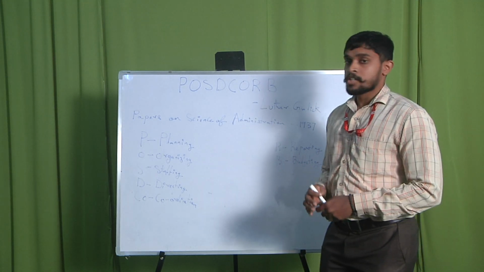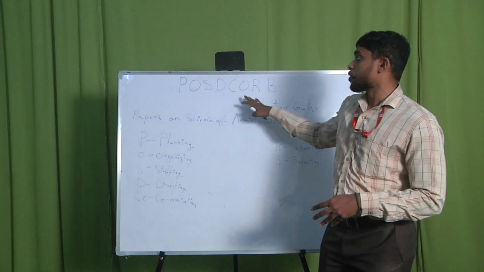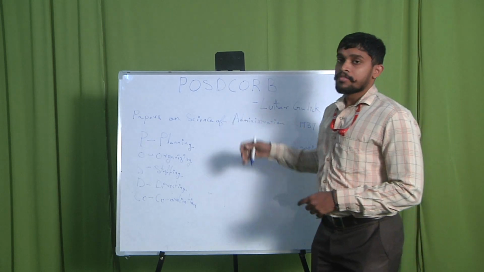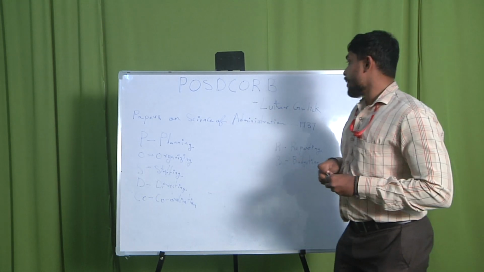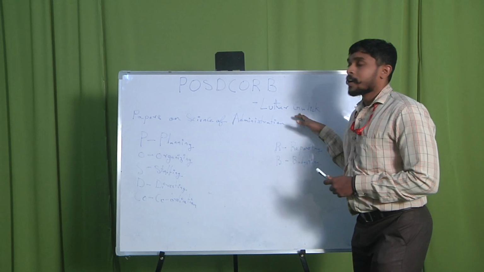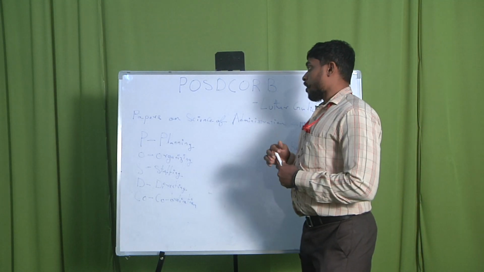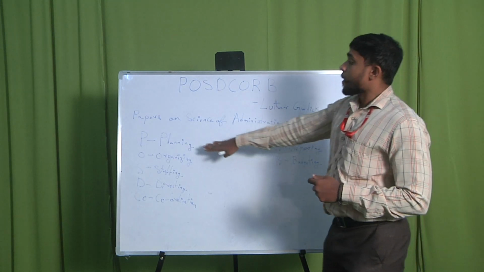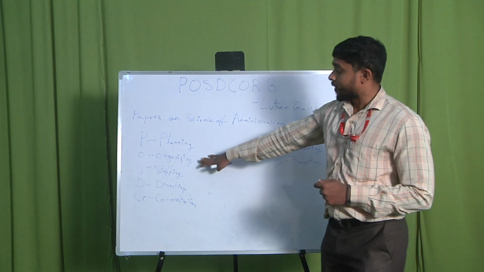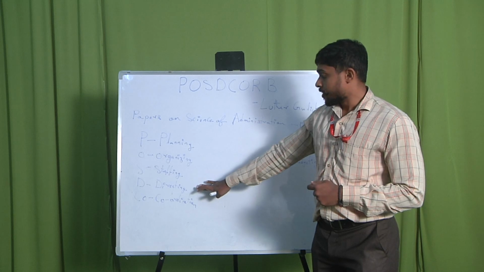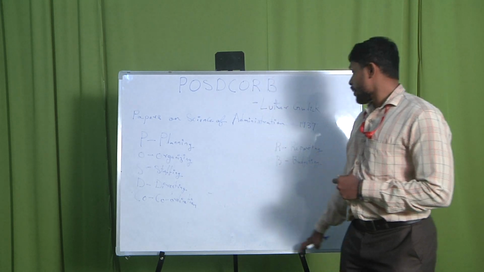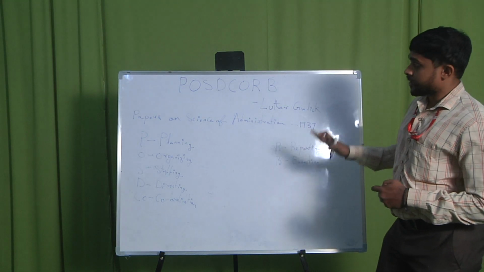In public administration, today we will be seeing an interesting topic, that is the functions of the executive, which was given by Luther Gulick. He gave an acronym known as POSDCORB. POSDCORB stands for planning, organizing, staffing, directing, coordination, reporting and budgeting.